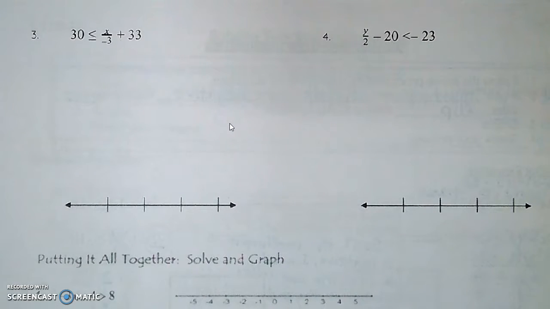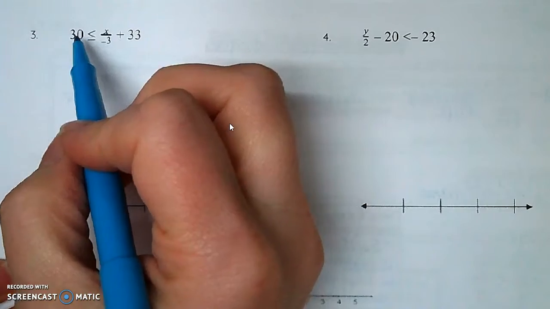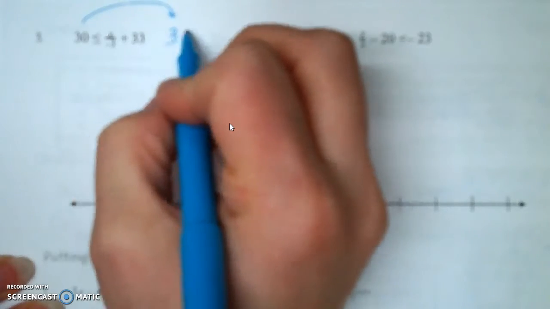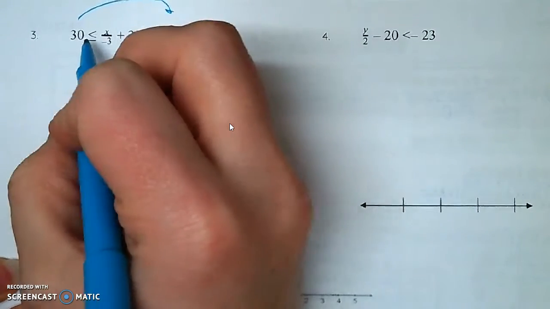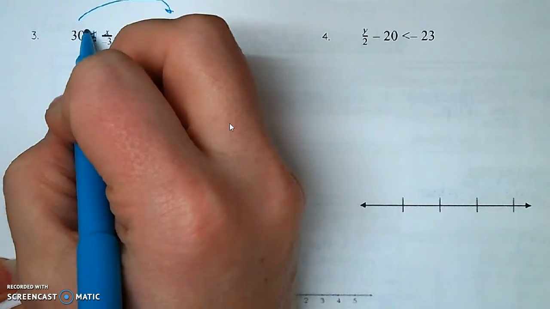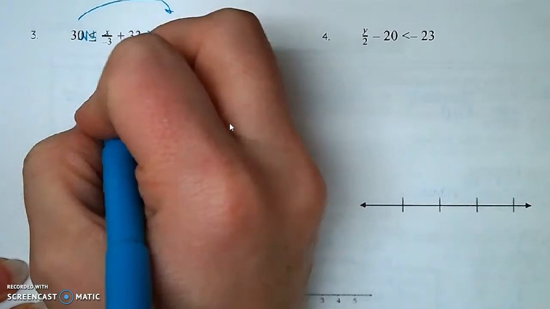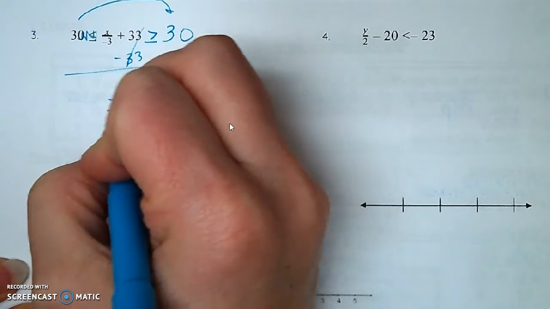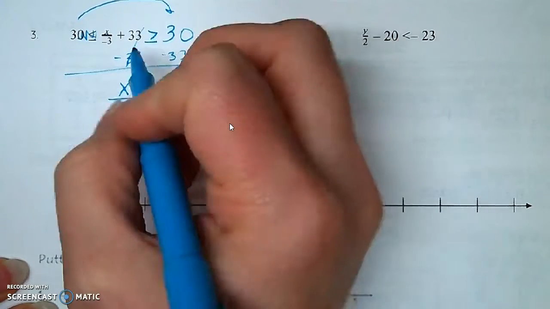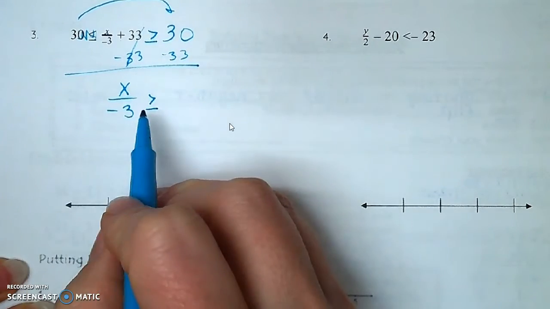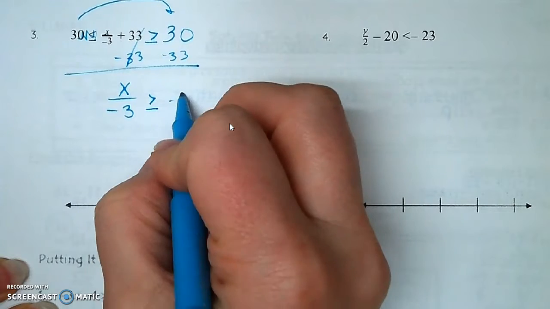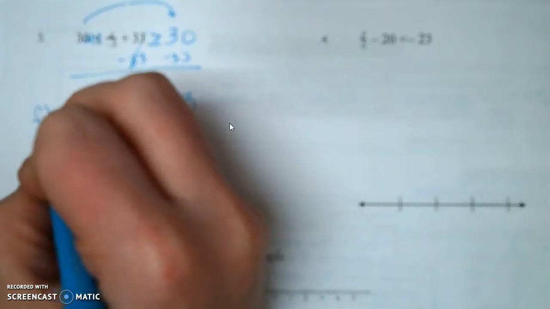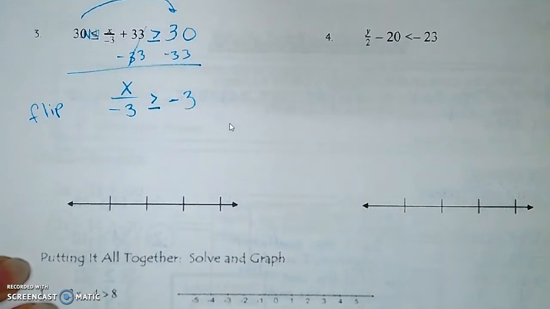On the back, I have that similar situation to that last problem I did where I need to move this over to the other side. So I'm going to move the 30, and then I'm going to flip the sign because my 30 was less than that, and I want to keep that the same. I'm going to subtract 33 from both sides. And I notice that underneath my variable, I've got a negative number down there. It means we're going to have to flip it at the end.